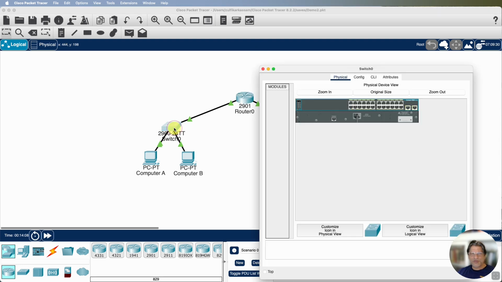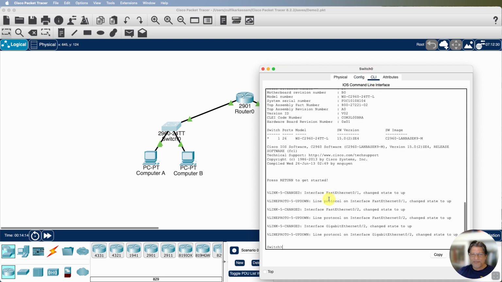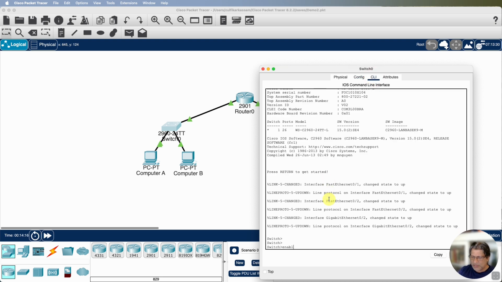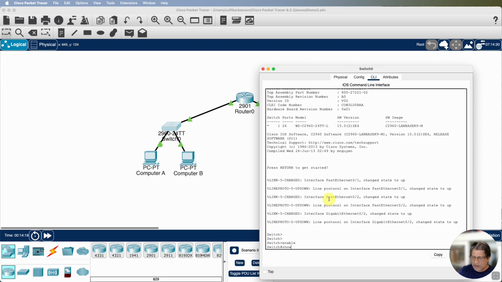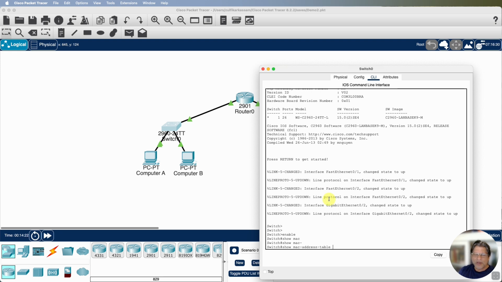Now, what we can also do is look at the switch as well. Okay, so we'll enable in here. Now here, the interesting one is the switch is not aware of the IP information. So it does not know layer 3 information. The switch is a layer 2 device. So it will understand MAC addresses. So the thing you want to look at on the switch is the MAC address table, right?